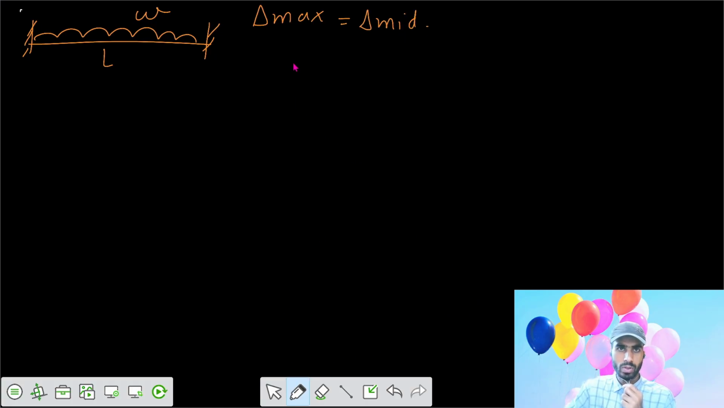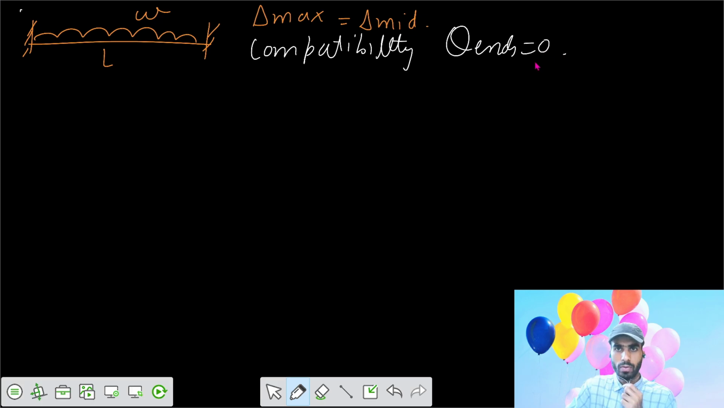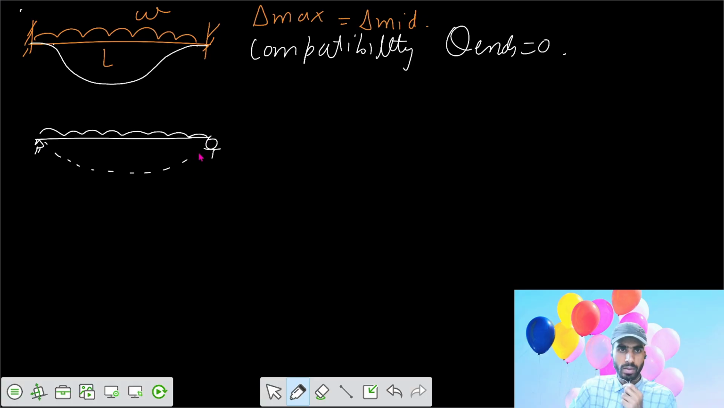If you use the superposition theorem, we have one more compatibility condition: theta at the ends is 0. If theta at the end is 0, that means there should be a balance because of the external loads. Let's treat it as a UDL, so it gets deflected by some amount of theta, and we know the result for that is WL to the power 3 by 24 EI.